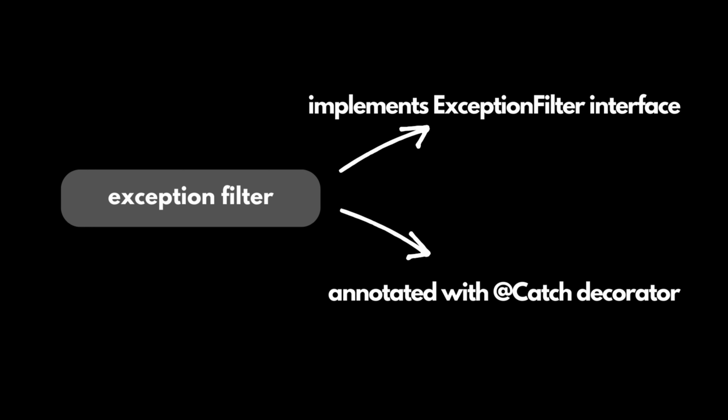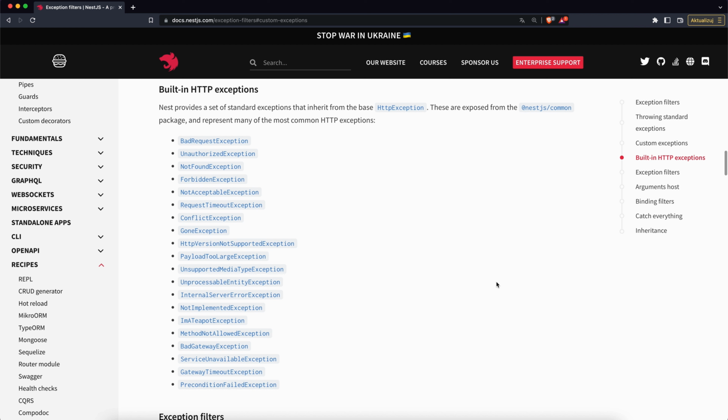The exception layer is based on entities called exception filters. They are just classes implementing the exception filter interface. The interface requires only one method called catch. The method takes the exception and the host object as the input parameters. Speaking about exception objects, the NestJS framework provides a set of standard exceptions that inherit from the HTTP exception. You can find here the bad request exception, unauthorized exception, not found exception, and so on.